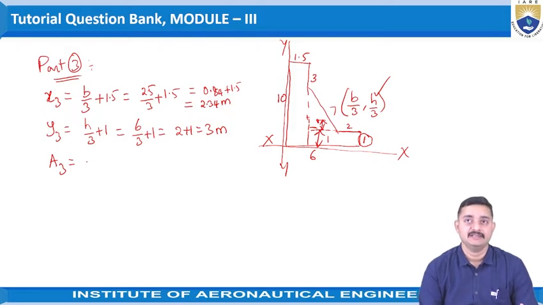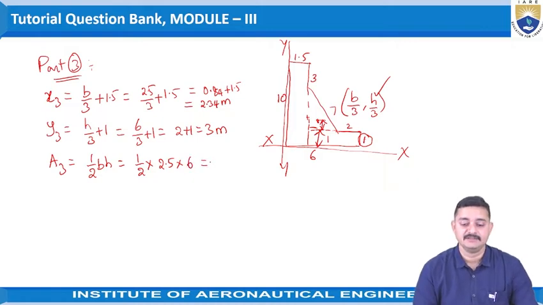Now coming to A3, the area of the triangle, that can be taken as half base into height. So the value would be half into the base value, which is 2.5, into height 6. From this we can write it as 7.5 meters square.